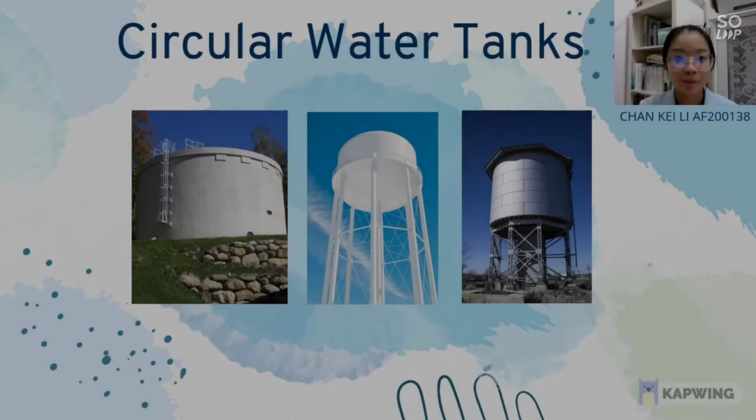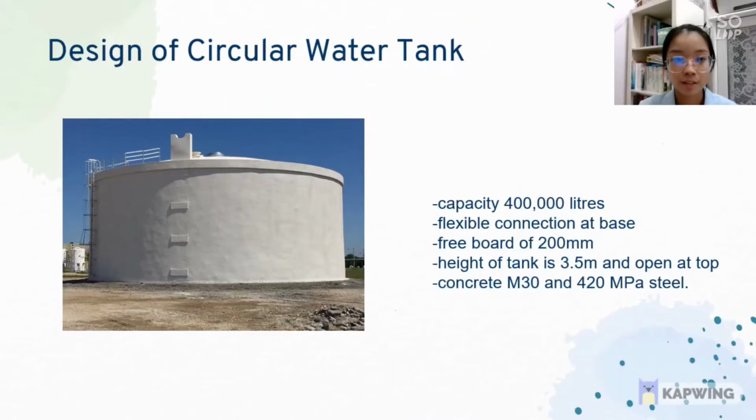Now I'm going to present the circular water tanks. These are the details of the circular water tank that we want to design: capacity of 400,000 liters, flexible connection at base, freeboard of 200 millimeters, height of the tank 3.5 meters, and open at top. Concrete M30 and 420 megapascal steel are used in the design.